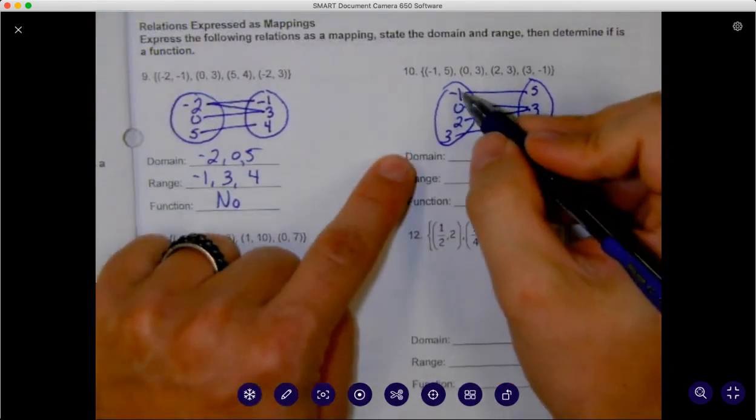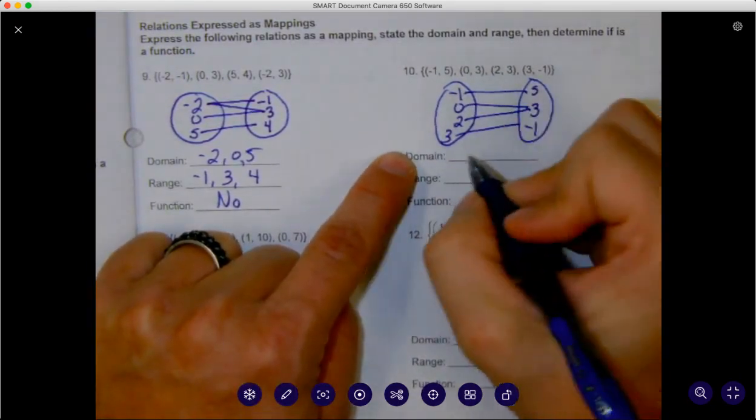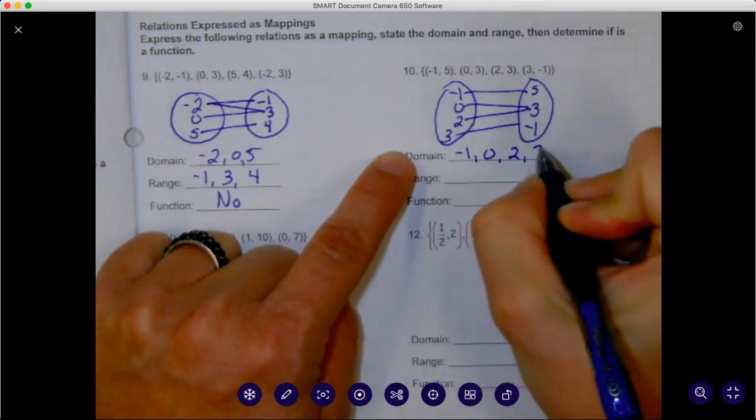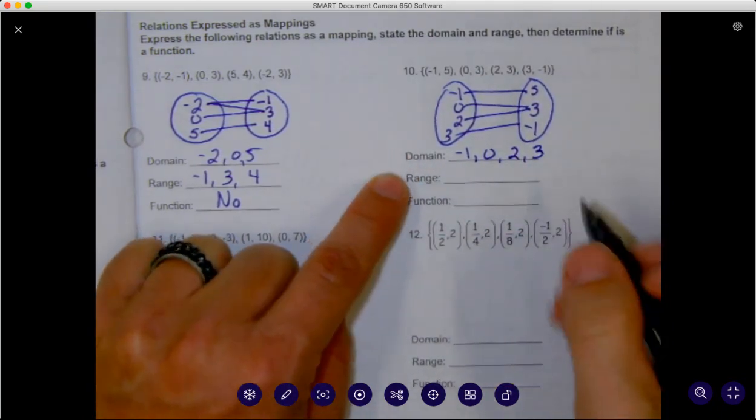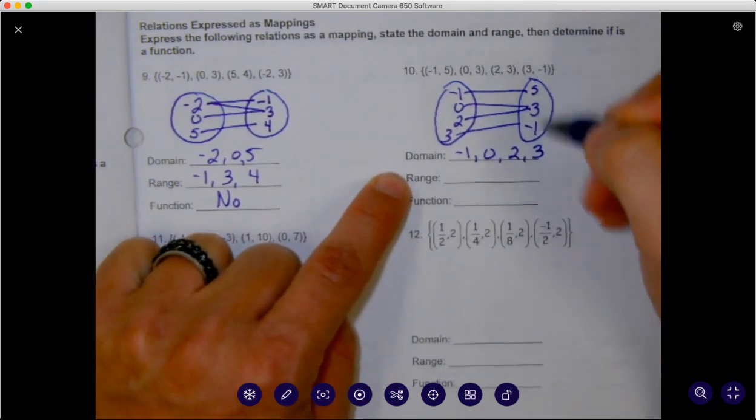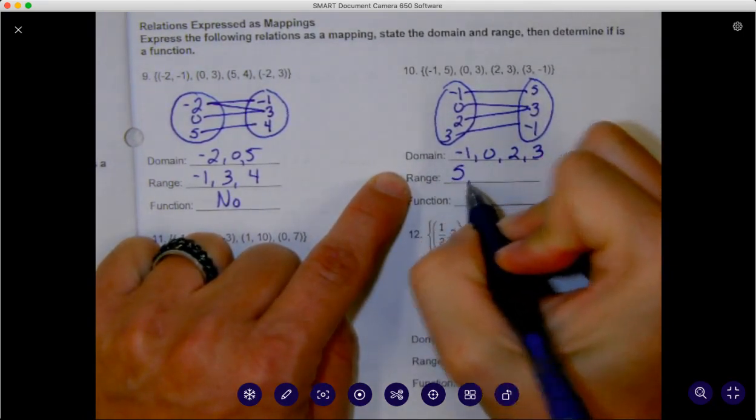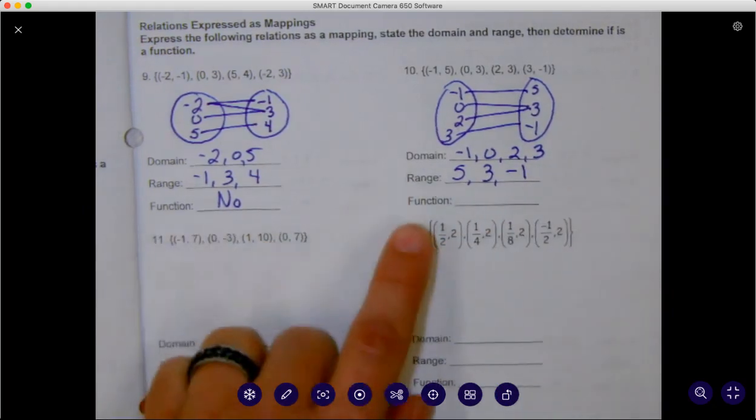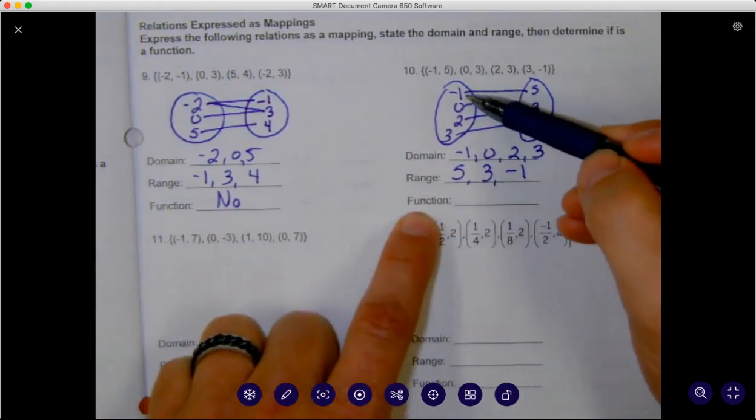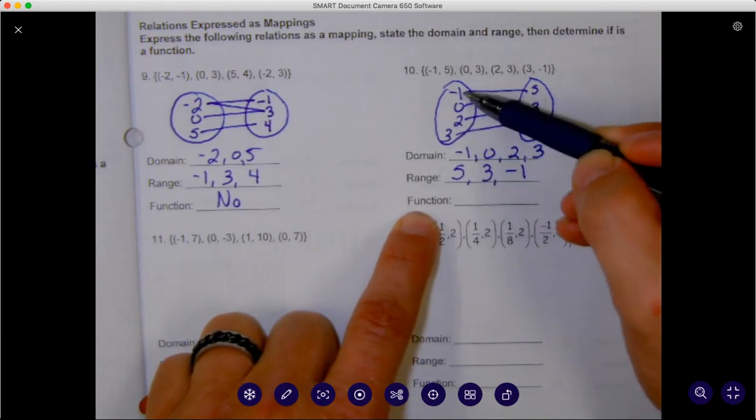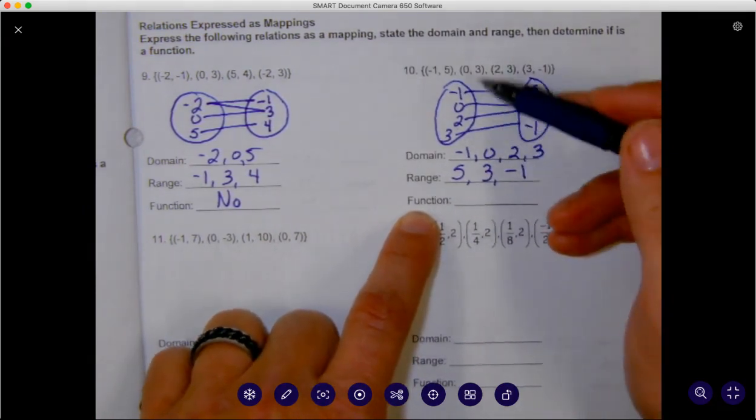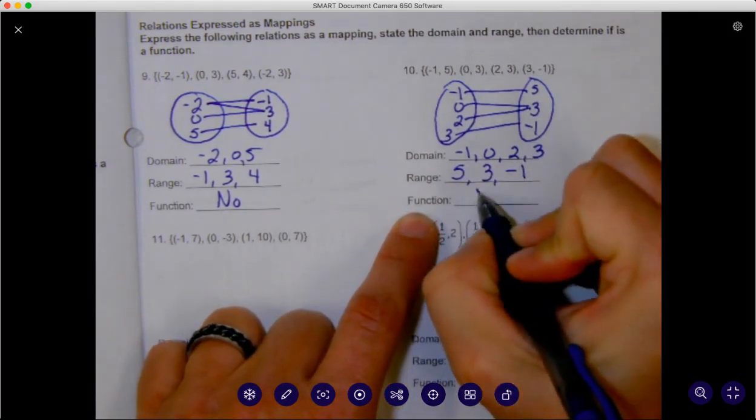The domain is just the list of guys, which we already have put together here. So -1, 0, 2, and 3. The range is just the list of the y values. That's the list of the girls. 5, 3, and -1. Now the function, we just got to look and see, does any guy like more than one girl? Each guy only has one line coming off of him. So each guy only likes one girl. So that is a functioning relationship. Yes.